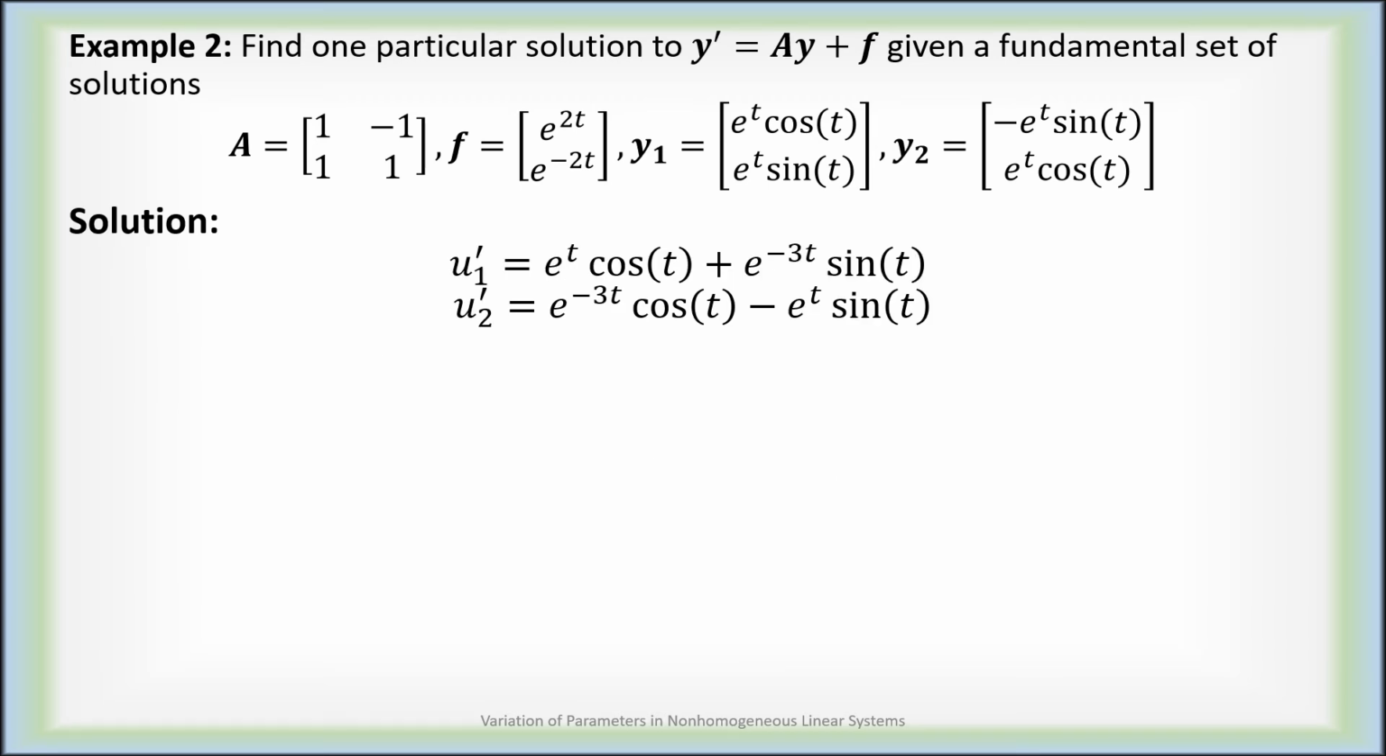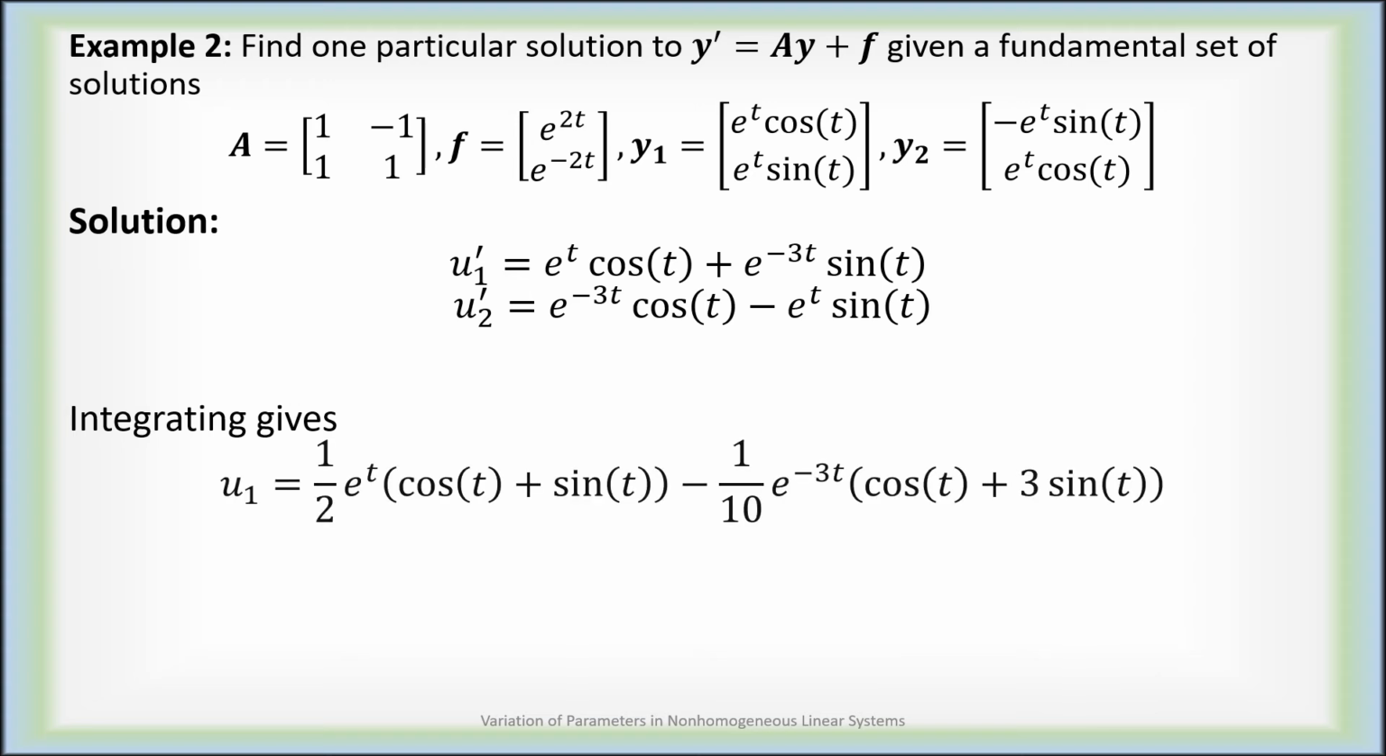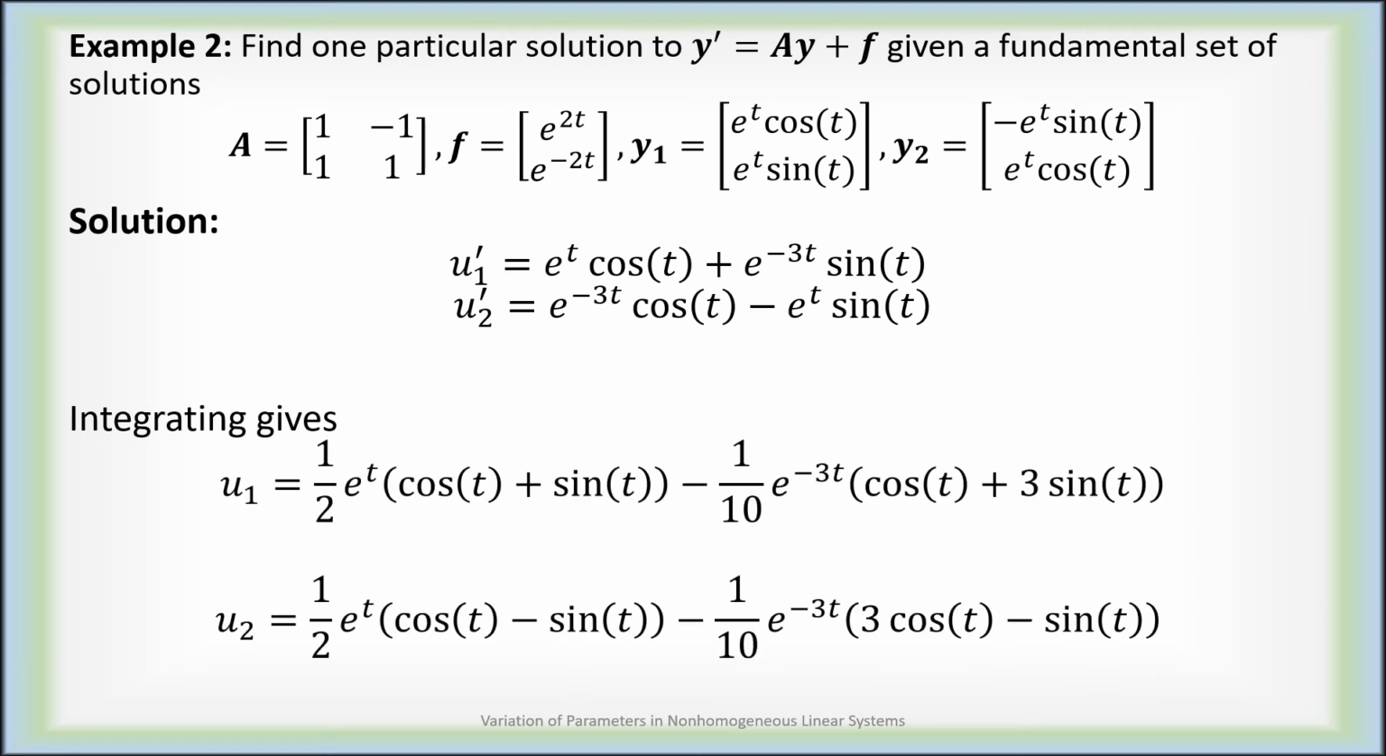So we've managed to solve for each of u1 prime and u2 prime. All we have to do is integrate each of these. Okay, it's a fairly tedious integration by parts exercise, but you'll end up with u1 and u2 respectively.